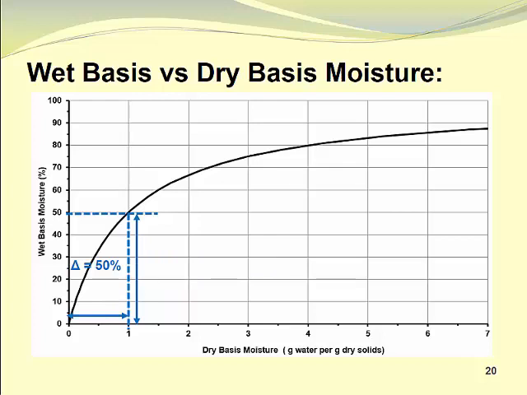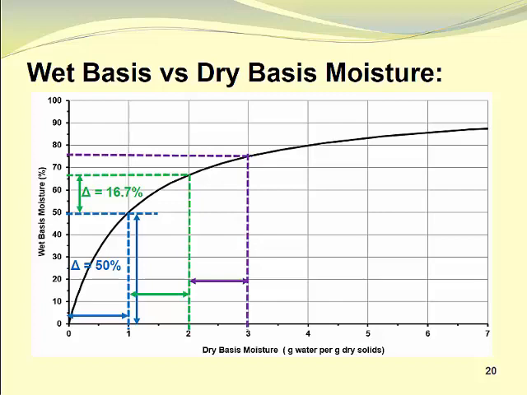Now let's add another gram of water to the gram of dry solids so that we have 2 grams of water per gram of dry solids, and this is equivalent to 66.7% as a wet basis moisture. The change that we get in the wet basis moisture for this step is 16.7%. Adding a 1/3 gram of water per gram of dry solids, we get 75% as the wet basis moisture, and this increment gives us a change in the wet basis moisture of 8.3%.